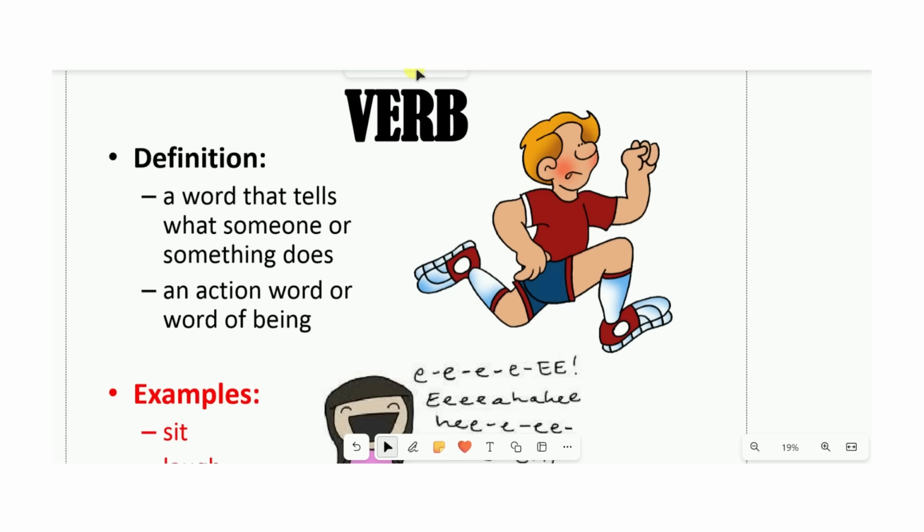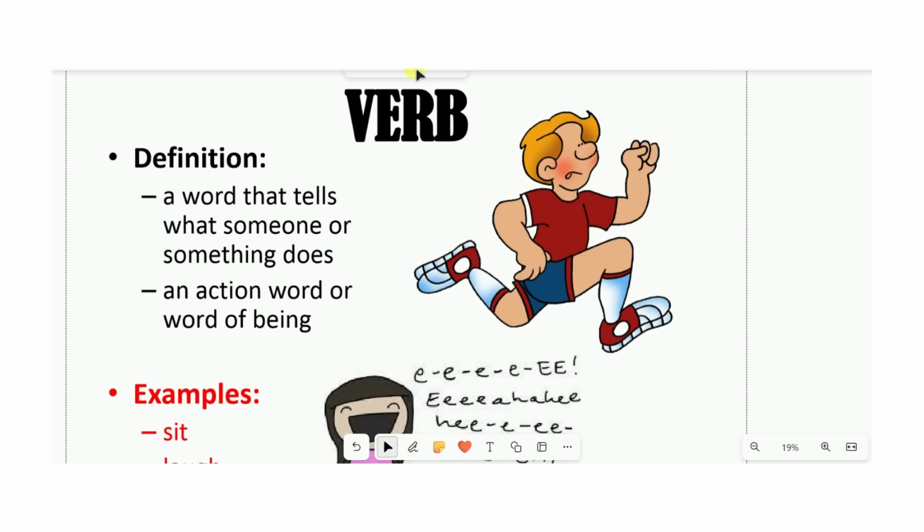In essence, the definition: a word that tells what someone, remember, it can be a noun. Remember, a noun is a name of a person. So if we are talking about someone here, definitely it will be a noun. So it means that a verb will be an action that is being demonstrated or executed by a noun. The definition says a word that tells what someone or something does.